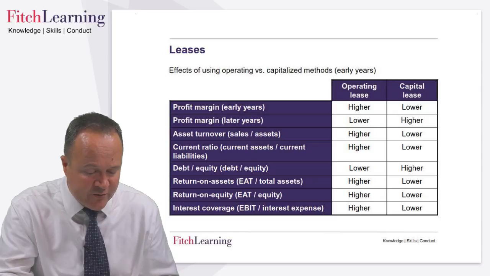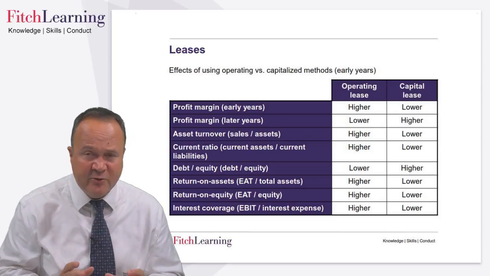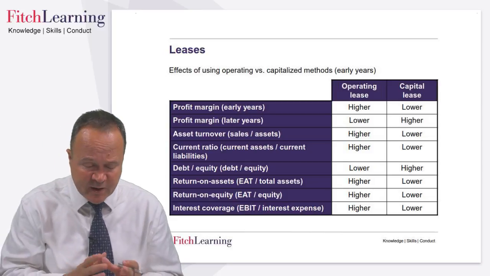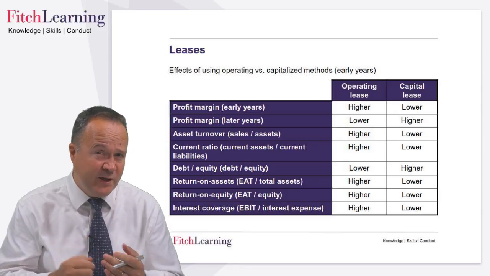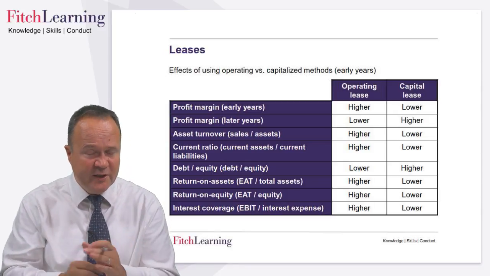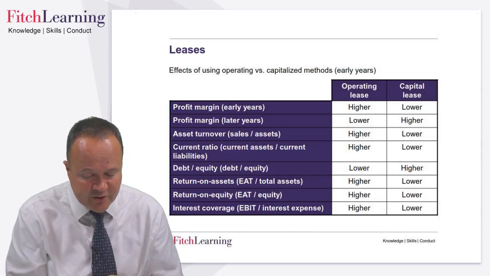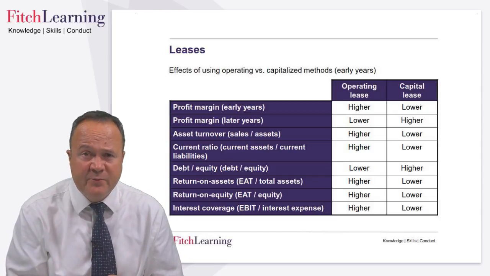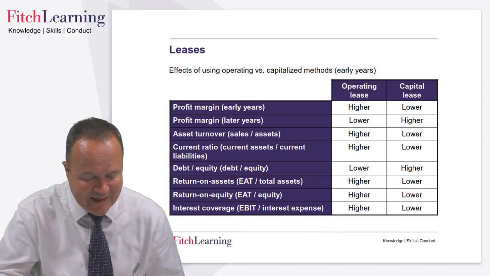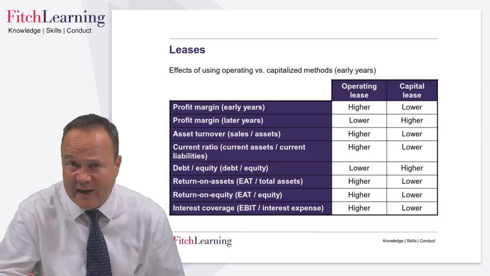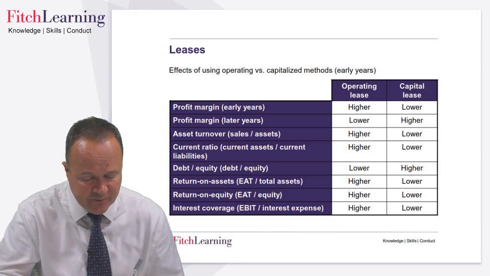And in terms of ratios, again, really important slide here. Now, clearly we haven't included all the ratios, but I would urge you to think about all the ratios in the curriculum and just think about how a lease decision to switch would affect the ratio. Obviously, profit margin, that should make sense because we have lower profit in the early years, hence lower profit margin. Asset turnover, we have higher assets for a finance lease, hence we have lower asset turnover.